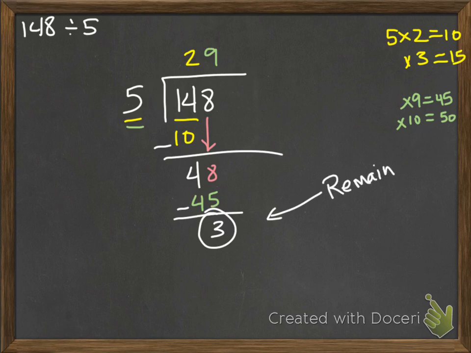And what we do with that is we come up here to the top, we put an R, and we put it like this. So now we have 29 with a remainder of 3. That's how you say that, 29 with a remainder of 3. Okay. Yes, no? We're going to say yes. Okay, let's do it again.